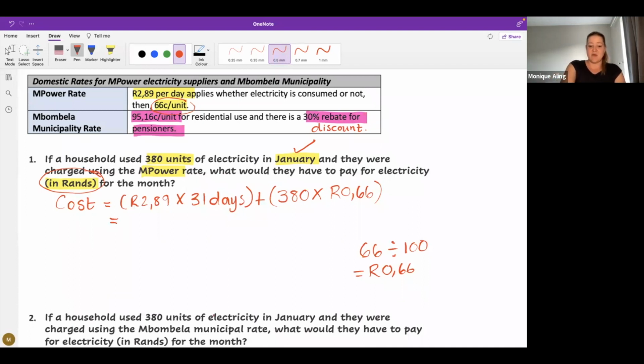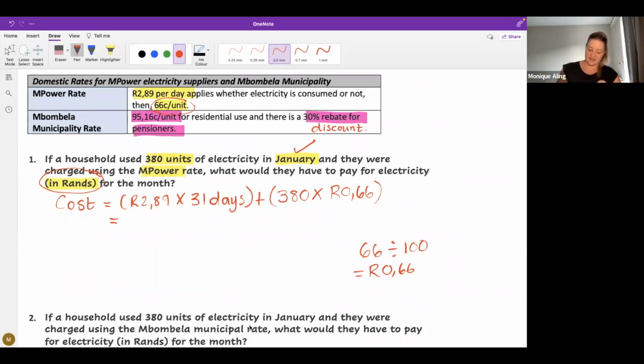Okay, is everyone happy with that so far and understanding what I've just done and understanding how this question's been laid out? If not, let me know in the chat. I'm going to continue until then.